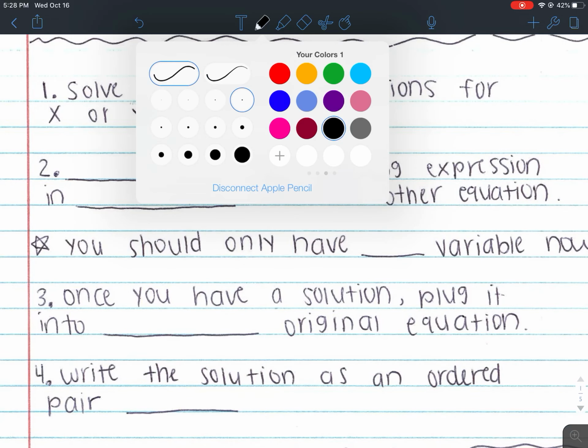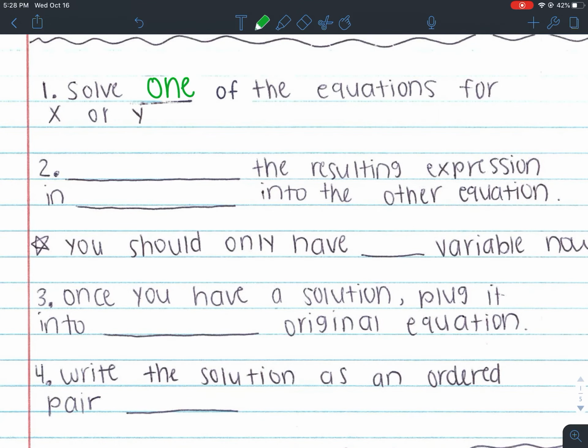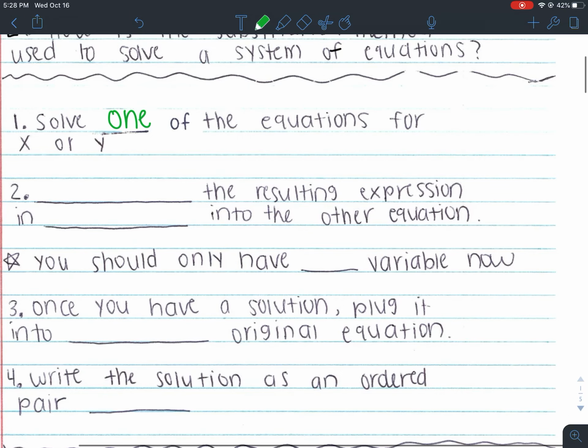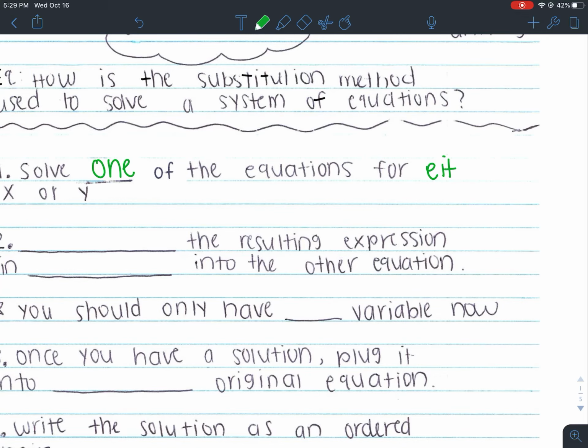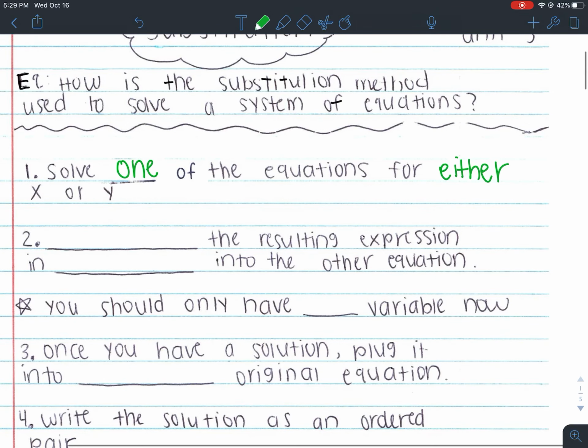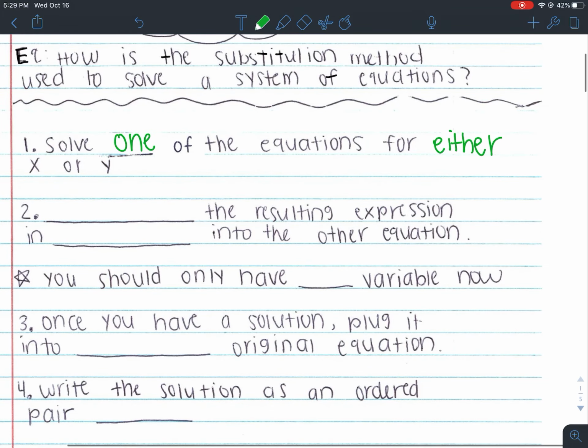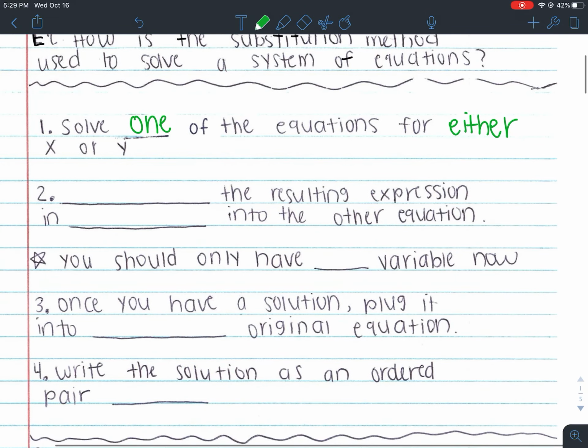All right, so the first step is that you're going to solve one of your equations for either x or y. It does not matter which one you do. And remember, we're talking about a system of equations, so there's going to be more than one equation. In Algebra 1, we deal with two equations, and you can solve either one of them for x or y. These steps might not make a lot of sense because you're not really doing them, but once we do them, you'll get the hang of it.